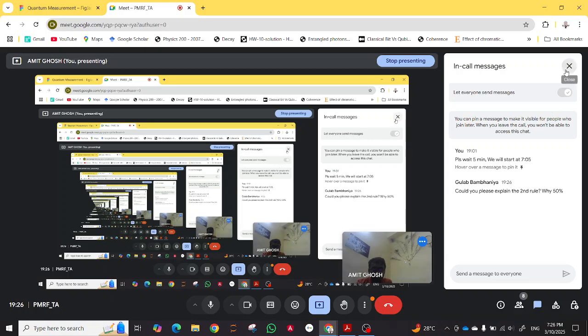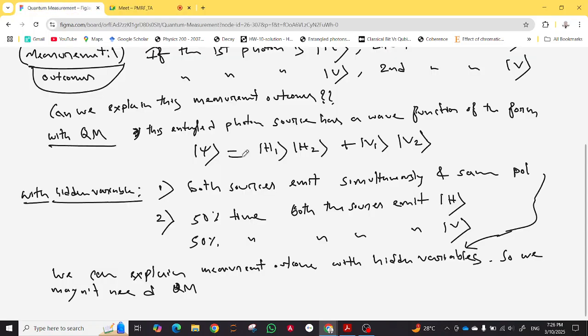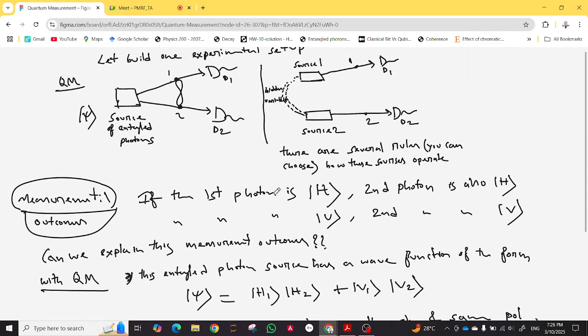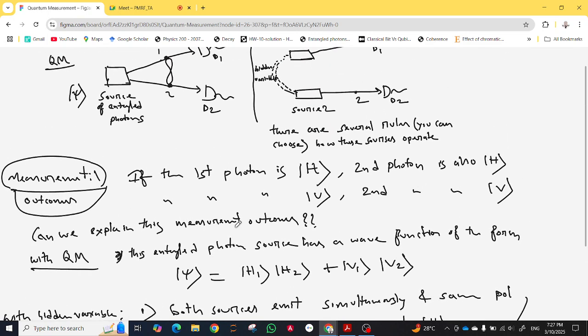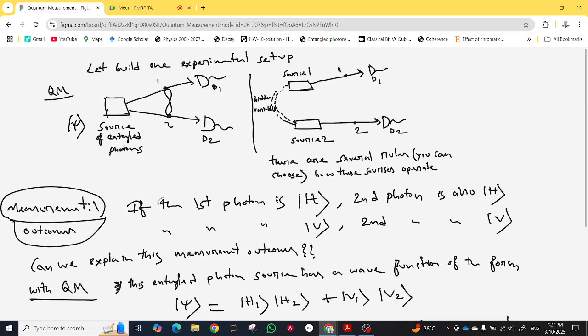And well, why 50%? Because the rules are in your hand. So these rules you can set. You have to set the rules such that you can explain. You first do the experiment, okay? Then you try to explain the outcomes. So whenever you are measuring H, first one is H, second one is also H. And whenever it is V, second one is also V, right?